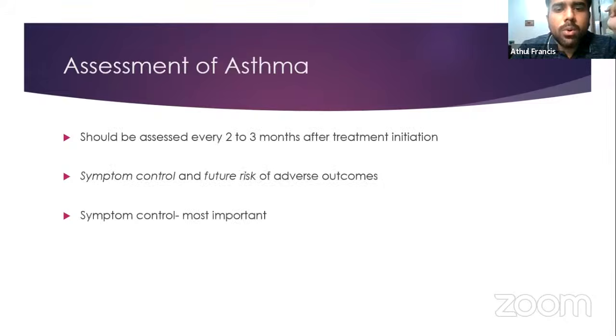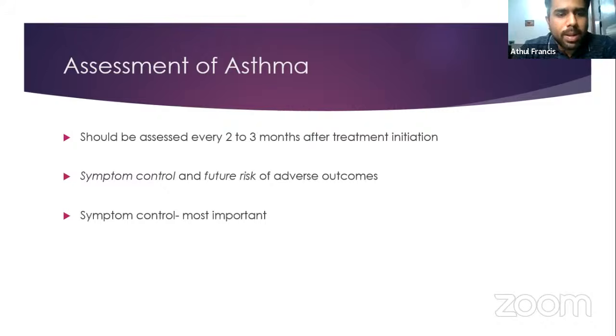Now suppose you have a patient, you diagnosed him as asthma, and you started him on an inhaler. Now, how to assess him? When is the right time to assess? He should be assessed every 2 to 3 months after treatment initiation. Whenever a patient with asthma comes to you, what are the things you assess?